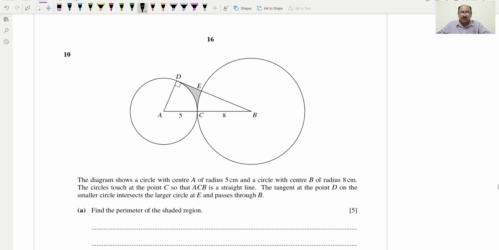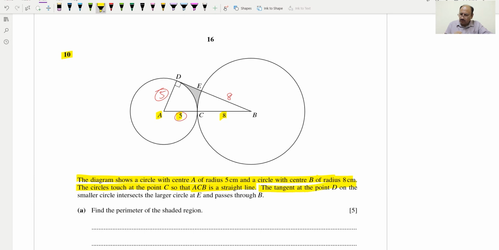Now this is question number 10, and the question says the diagram shows a circle with center A of radius 5, and a circle with center B of radius 8. So this side is 5, so this side will also be 5, and this is 8, so EB will also be 8. Now the circles touch at point C, so that ACB is a straight line.